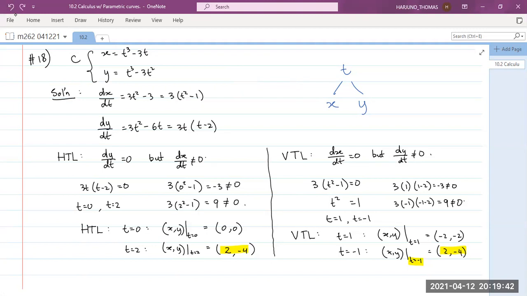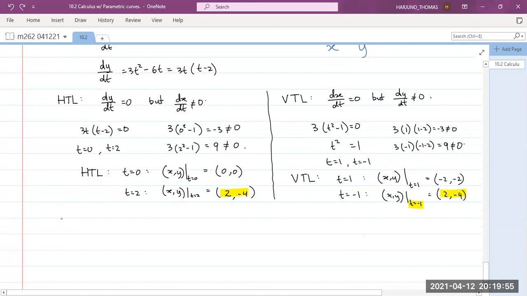Okay, so at this point, I already answered the questions for the book. They want us to find the horizontal tangent line and the vertical tangent line. Now, let me go on with the follow-up, some standard questions. For example, how about the y-intercept?